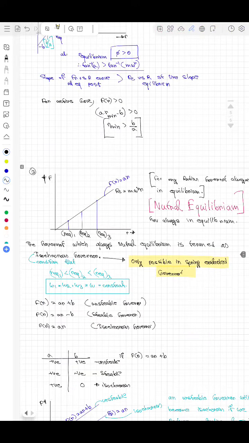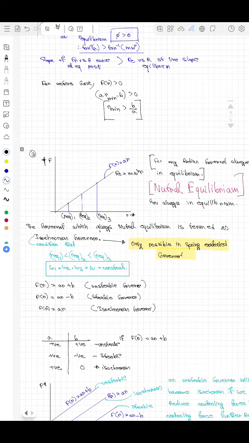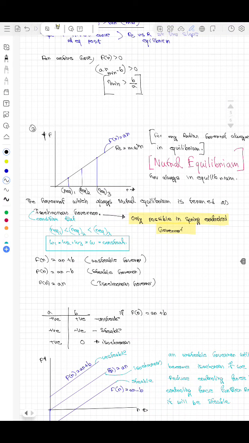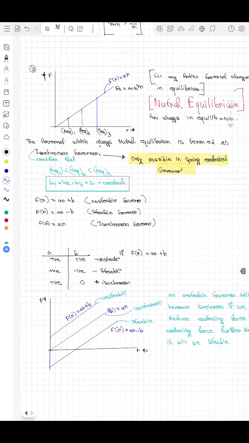In the neutral position, for any equilibrium, F_r and F_c coincide. So a governor which is always in neutral equilibrium is termed an isochronous governor. It is only possible with a spring-loaded governor. For a normal governor, it cannot be possible. For a mass and ball governor, even with a spring, that is not possible. If F_c equals a r plus b, it is unstable; if F_c equals a r minus b, you can just add plus b and get the unstable governor. If both are plus, that will be unstable. One plus and one minus will be stable. And with b equal to zero, that is the isochronous governor.